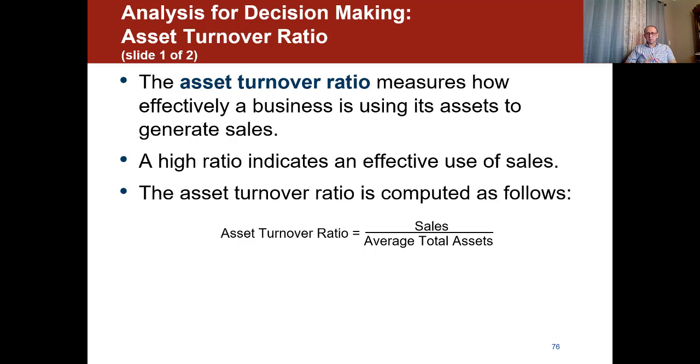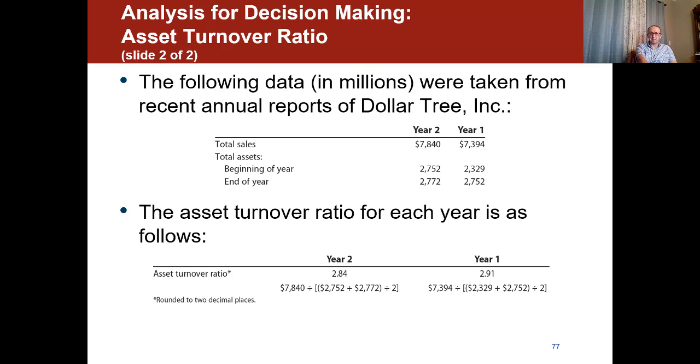The asset turnover ratio is calculated as sales divided by average total assets. And how we get the average total assets is simply beginning total assets plus ending total assets divided by 2. So let's see a numeric example. The following data in millions were taken from a recent annual report for a store that I hope you know, which is Dollar Tree Incorporated. We have year 1 and year 2. Their total sales were $73,894, and then in year 2, $78,040. And then we have their total assets. We have the beginning of the year $23,029 in year 1, end of year $27,502. And the beginning of year 2 is $27,502 and end of year $2,772.